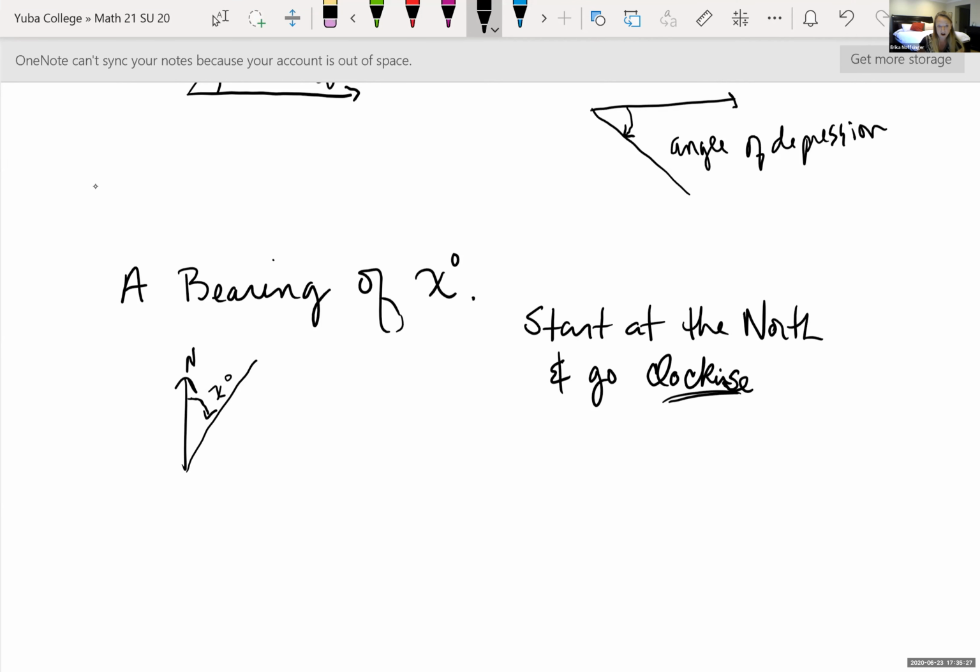Before, with positive angles, we went counterclockwise and would start at the standard position, which was the positive x-axis. But if it tells us in a word problem that maybe the ship was going at a bearing of 30 degrees, then when I draw my picture, I start at the north line and go clockwise the 30 degrees.